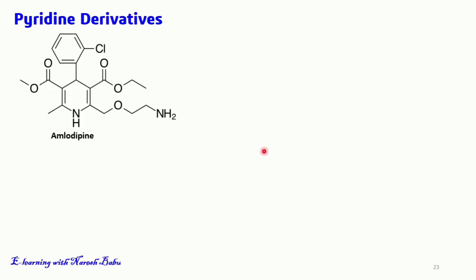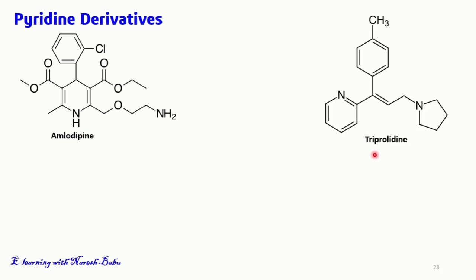And some other derivatives we can see, amlodipine. The pyridine ring system is there, but it is a 1,4-dihydropyridine derivative. Most of the dipines we use in hypertension and angina. Calcium channel blockers are used in hypertension and angina. And triprolidine. Triprolidine is a sedating antihistamine drug mostly used in cold and allergy conditions. You can see the presence of the pyridine nucleus.